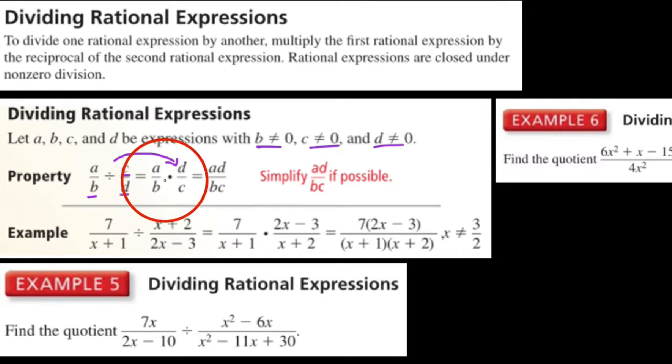Now, why can't c equal 0? Well, because when you look at it this way, c is going to be rewritten as a reciprocal, in the denominator of our reciprocal product. So we're going to have to restrict that as well.